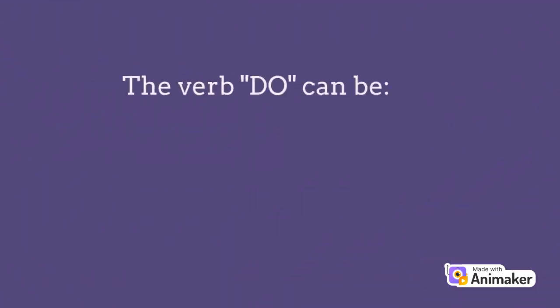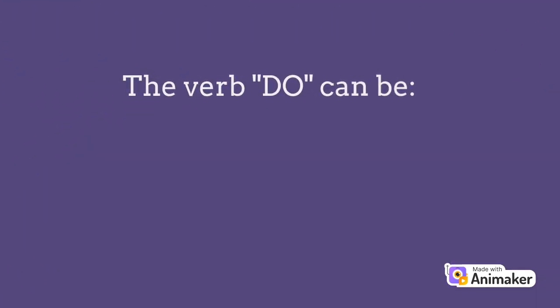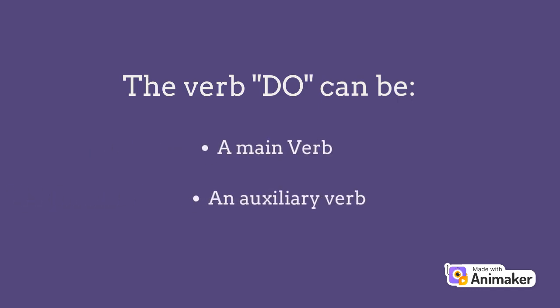The verb do, which is an irregular verb we just saw, it can be used as a main verb or an auxiliary. Il est capable d'utiliser soit un verbe principal ou bien un auxiliaire dans une phrase. Okay? But before we go any further, let's see the 5 forms of the verb to do.